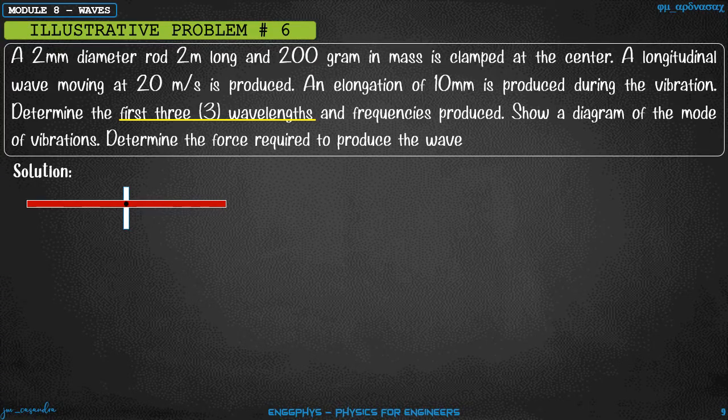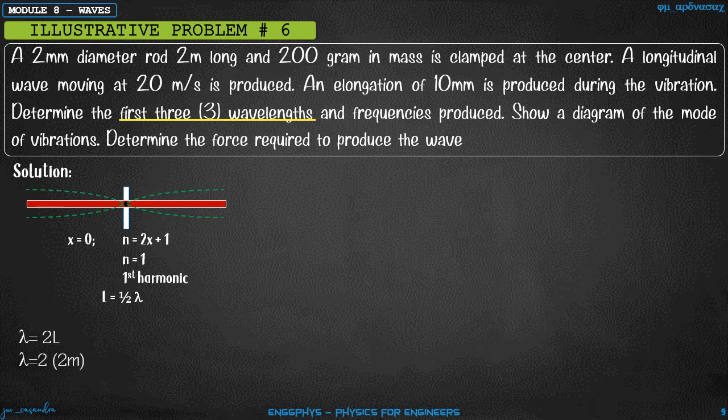For a rod fixed at the center, for your fundamental frequency, we'll have a wave pattern like this one. So x is 0. So n is equal to 2x plus 1, or this is our first harmonic, the fundamental frequency. For our first harmonic, we know that the length is equal to 1/2 of the wavelength. So wavelength is computed as 2 times L. So 2 times the length given, 2 meters. The wavelength now is equal to 4 meters.